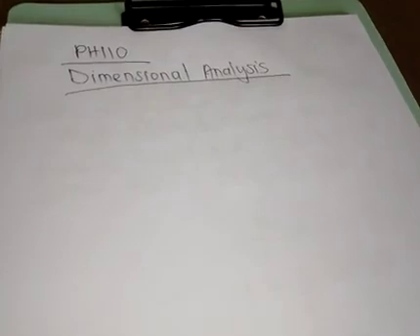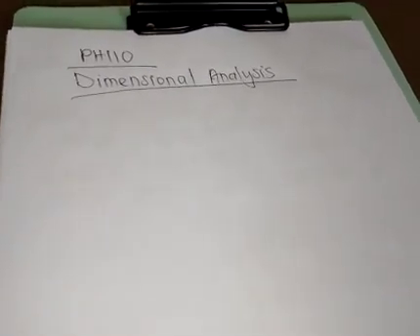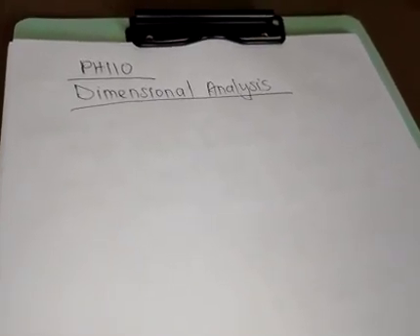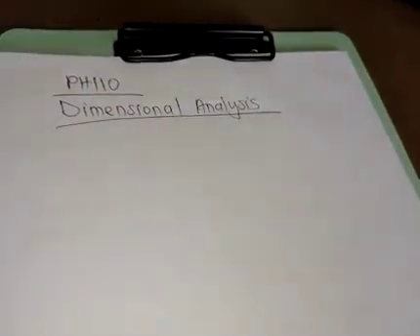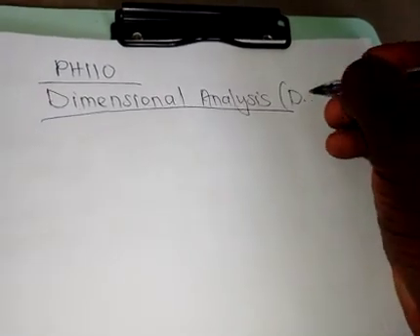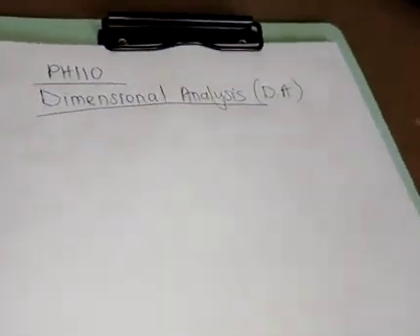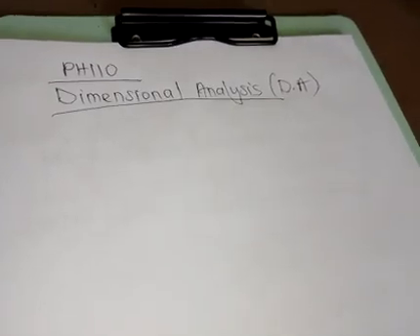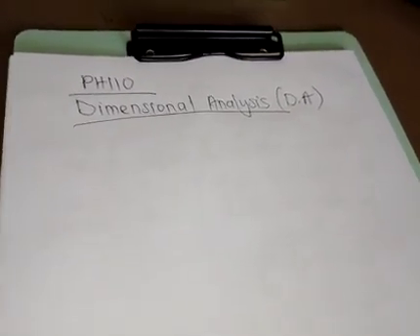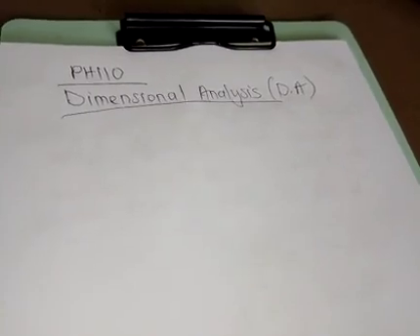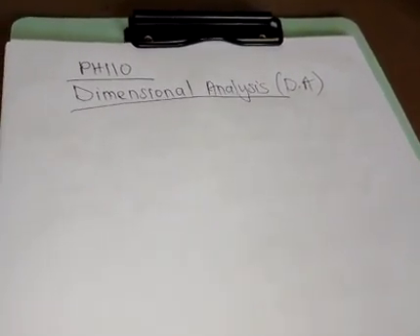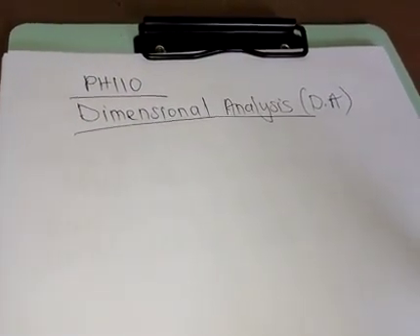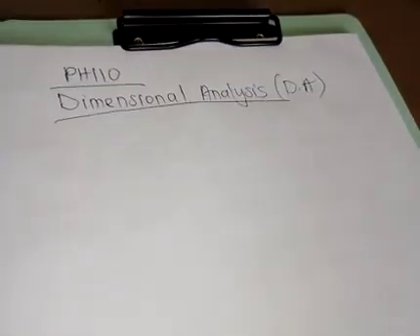So this is PH110 physics. We're still looking at units and measurement, and in this topic we'll concentrate on dimensional analysis, simply DA. In the previous videos we talked about converting units from one system of measurement to the other, and converting within the system, of course, using chain linking conversion. In this video we'll simply concentrate on dimensional analysis.